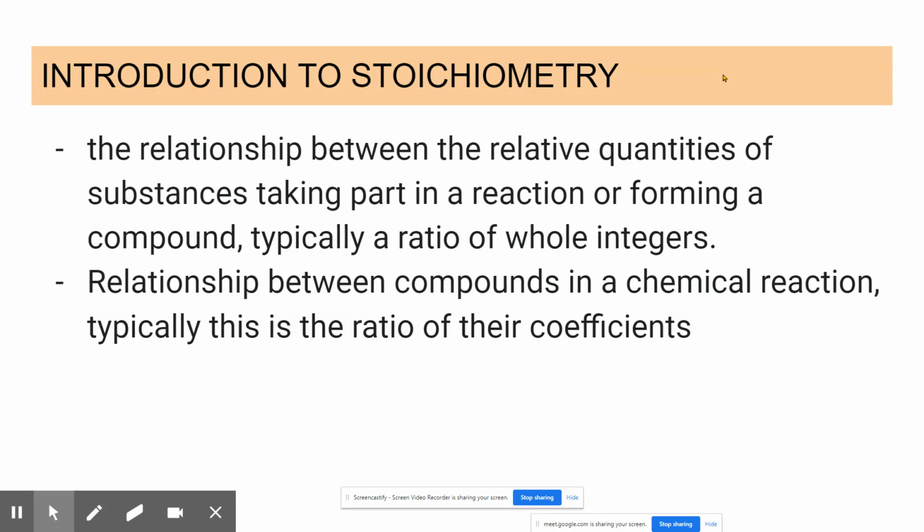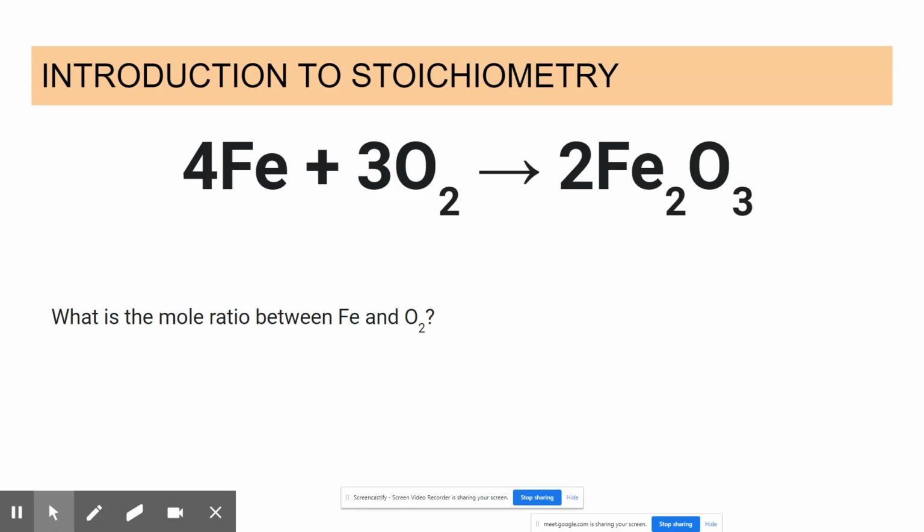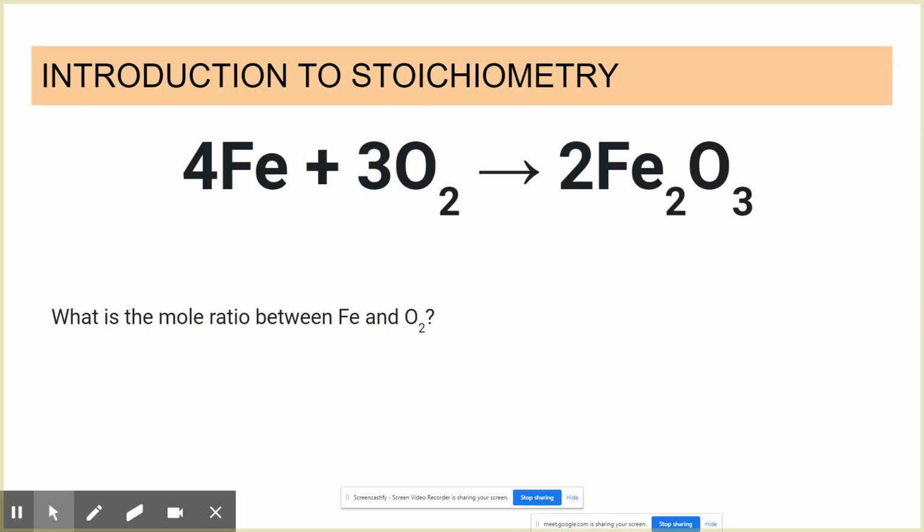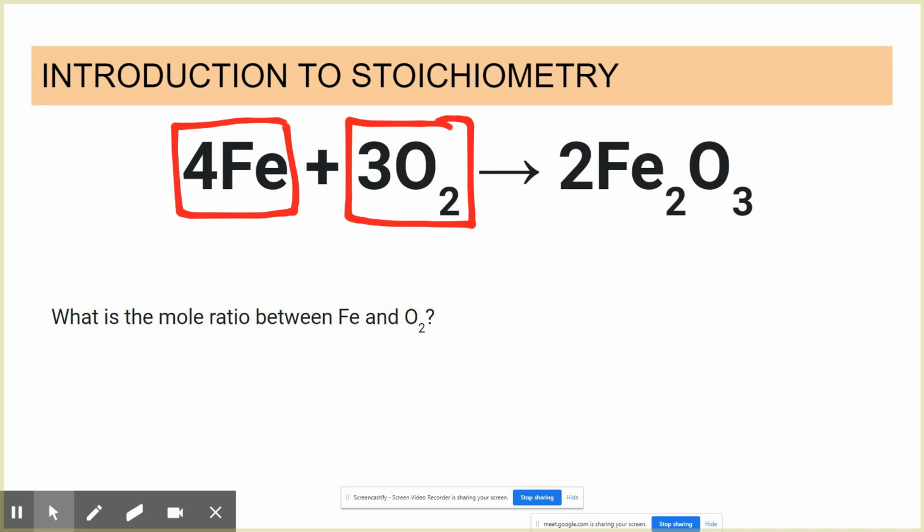Typically, when we say stoichiometry, we're talking about the ratio between compounds in a chemical reaction. Specifically, we're looking at their coefficients. Let's take, for example, this one right here. If you look closely at this chemical reaction, you can clearly see that for every 4 molecules of Fe, you would need 3 molecules of O2, and that would form 2 molecules of Fe2O3.